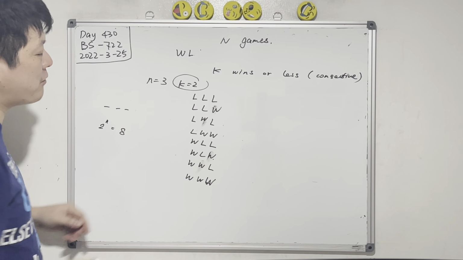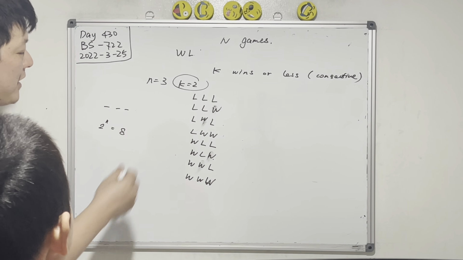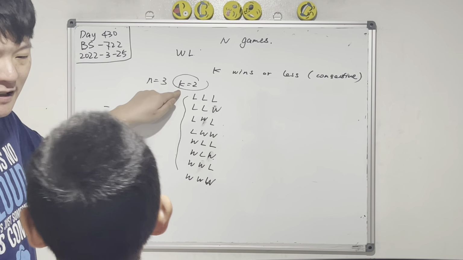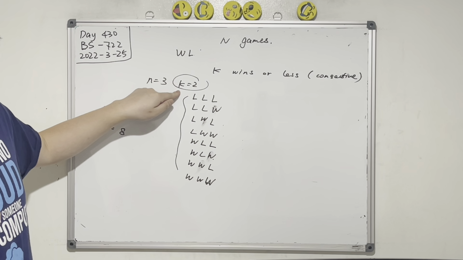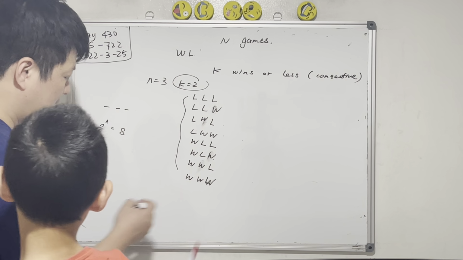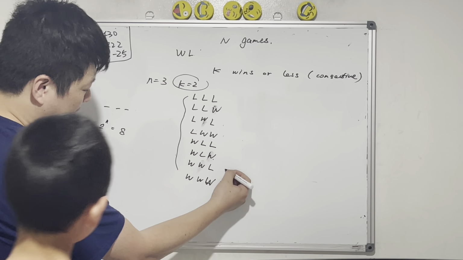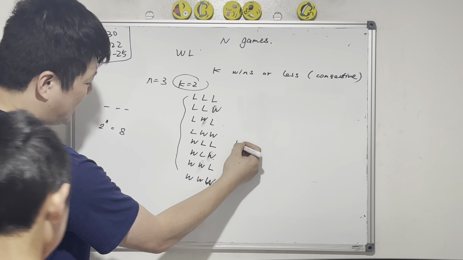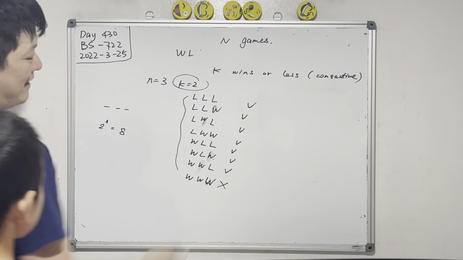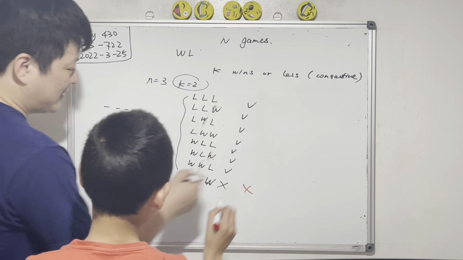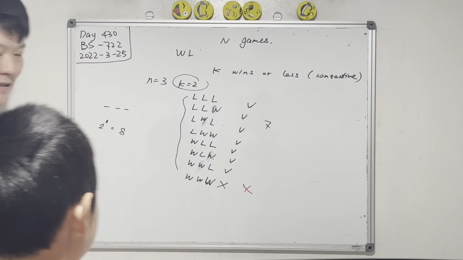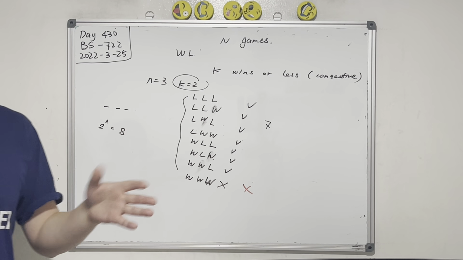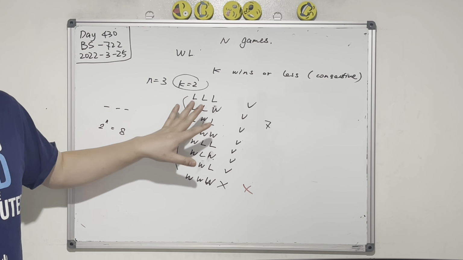Yeah, I know. So these are all the possibilities. How many of them have less than 2 consecutive wins? That one doesn't, this one doesn't, this one, yes. So that's 7. So you give me the 7, right? What are we doing here?